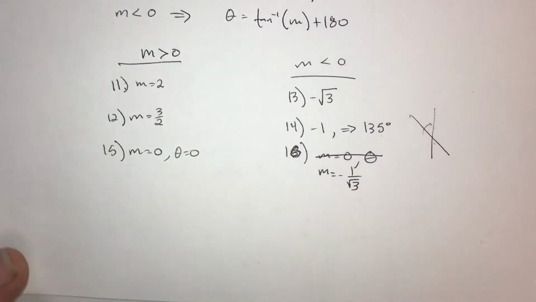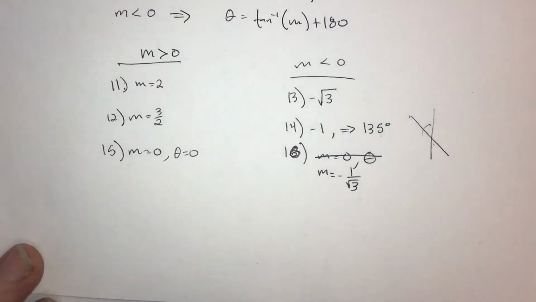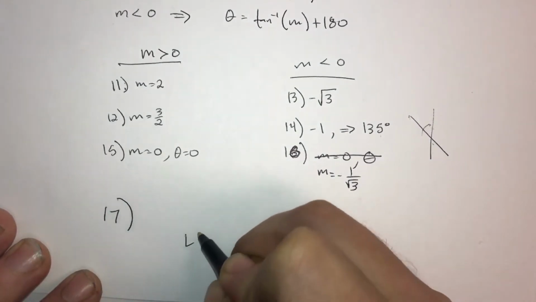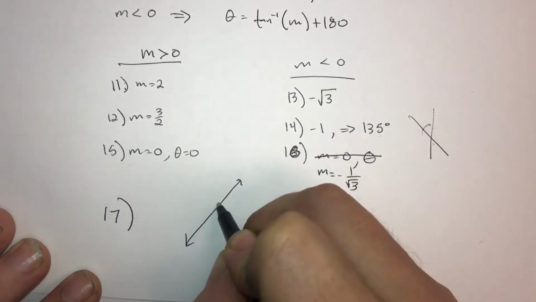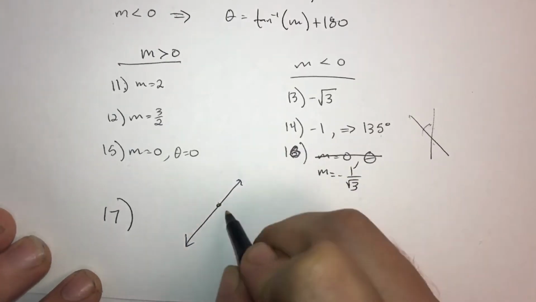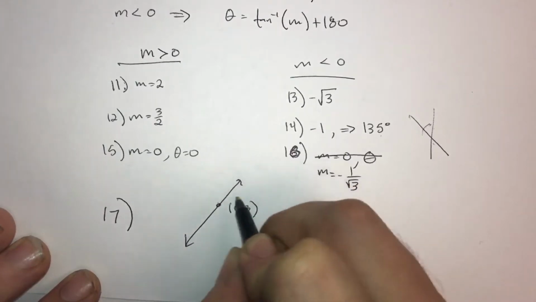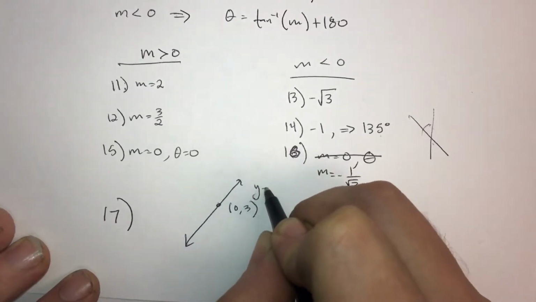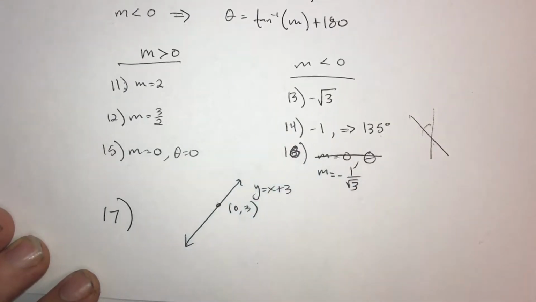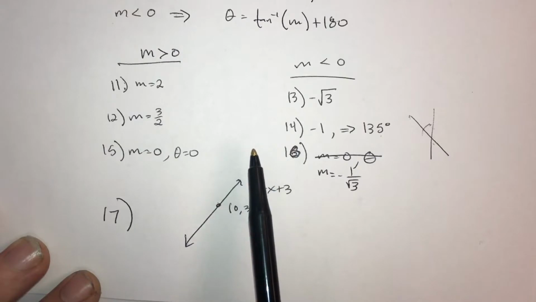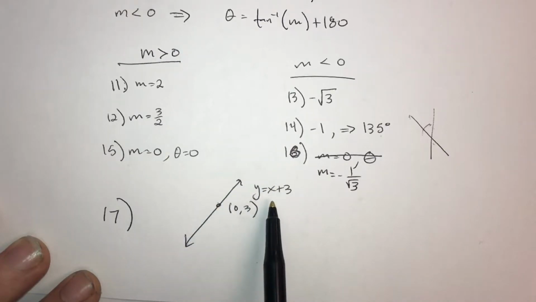Then 17, give the equation of the line that has a 45-degree angle from the horizontal and a y-intercept of 3. So here's the point (0, 3), and it makes a 45-degree angle. This is the line y equals x plus 3. We would use tan theta. If theta equals 45, tan theta is 1, so our slope's 1.